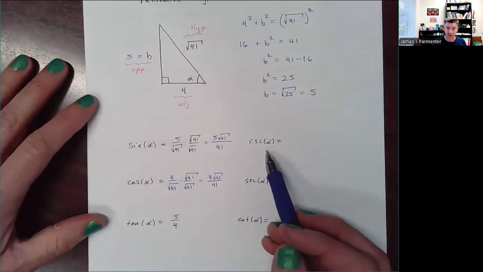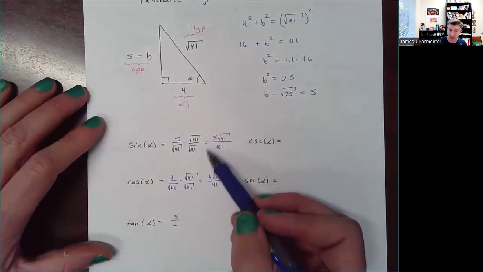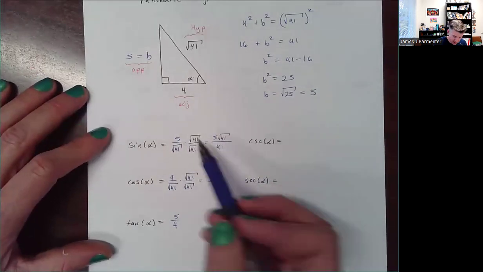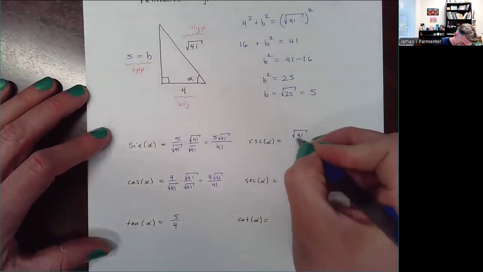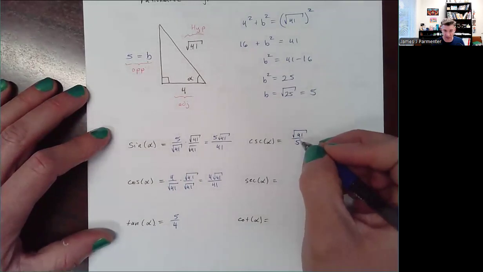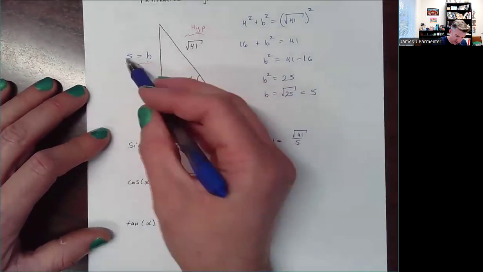Now, for the rest of these, let's be super smart about this. I don't want to take the reciprocal of this because that's going to end up with a radical in my denominator. I should take the reciprocal of 5/√41 and get √41/5. Or I could literally just look at the triangle and say, oh yeah, it's going to be the hypotenuse over the opposite, which is √41/5.